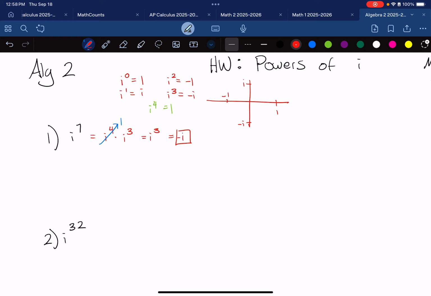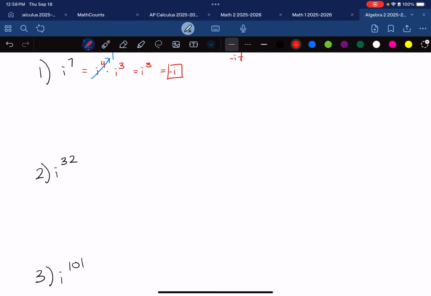And then what about number 2? Number 2, again, I'm thinking how many of these i to the power of 4s can I get out of this? Well, this is i to the power of 4, and then that whole thing to the power of 8. Well, here, let me slow down. It's i to the power of 4 times 8. 8 times 4 is 32. You're starting to think about factors of 32, where 4 is one of the factors.